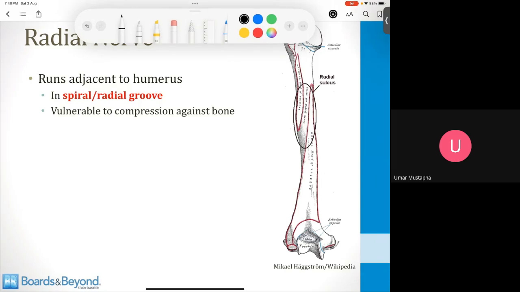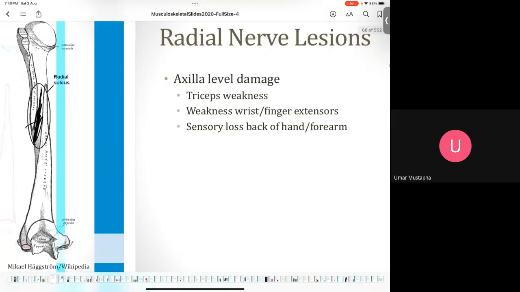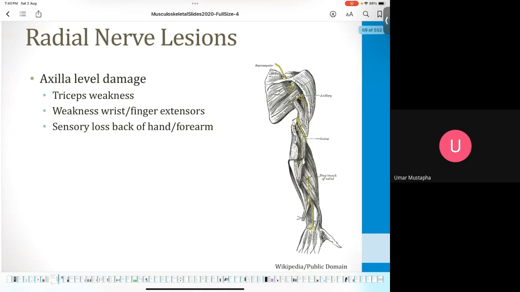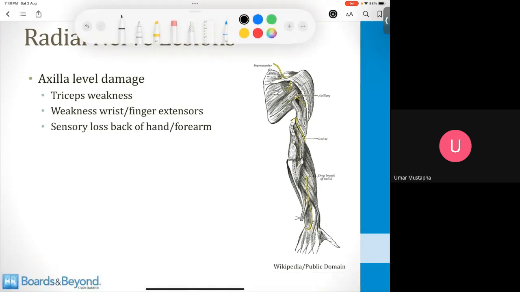Okay, perfect. So we discussed the radial nerve is present in the groove, right? It's also known as the spiral groove or radial groove, so it is vulnerable to compression against the bone. If we have compression of this nerve against the bone, we can have a problem with the radial nerve. If at the level of the axilla your radial nerve is injured, what happens? Tricep weakness, weakness of the wrist and finger extensors, and sensory loss at the back of the hand.